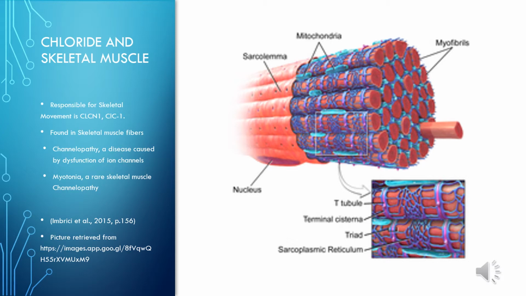Okay, so channelopathy is a disease caused by dysfunction of ion channels. Mutations in the CLCN1 gene cause dominant and recessive forms of myotonia congenita, or MC, a rare skeletal muscle channelopathy caused by abnormal membrane excitation and clinically characterized by muscle stiffness.